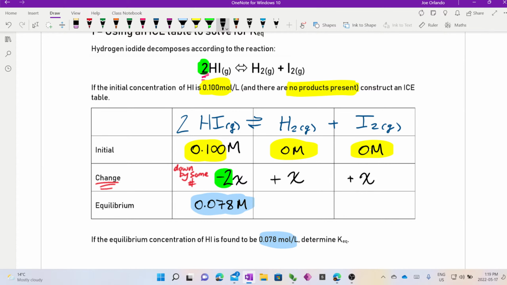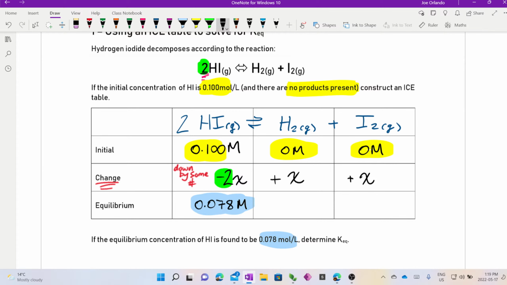Now, here's the nice thing. Say you screwed up and say you called this plus 2x. That's okay. As long as you made these minus, you'd still get an answer. You'd just get a negative value for x, and then you'd know, oh, plus a negative is going down and minus negative is going up. It wouldn't matter, but here's what's important.